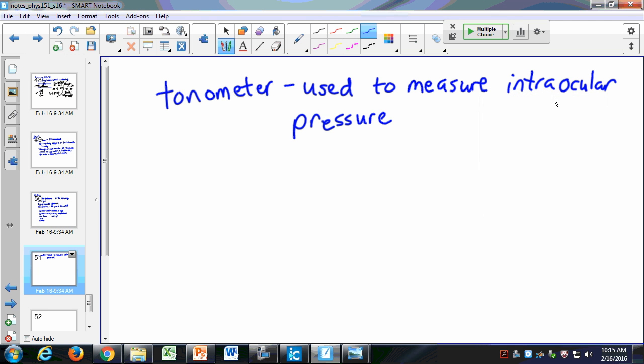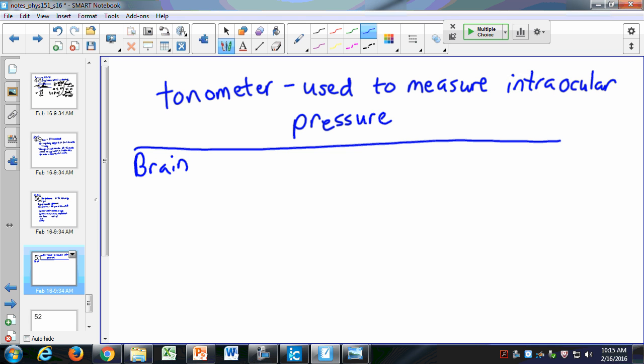So that's a tonometer. That's it for the eye. And we have a few more minutes. We're just going to do the brain really quickly. Just a few minutes. So the brain, and then we'll be done. So the brain, we have the skull, which the brain sits in, the cranial and the facial bones.